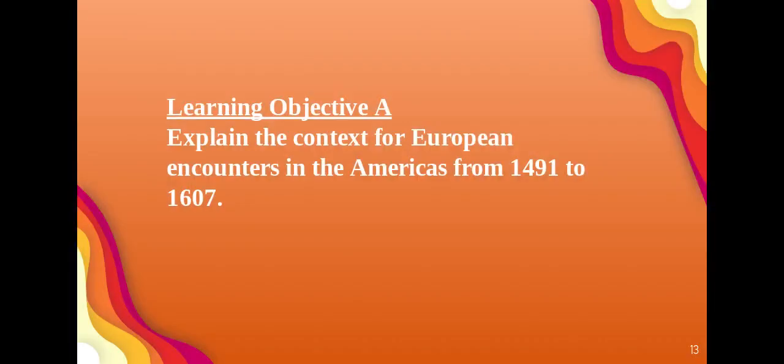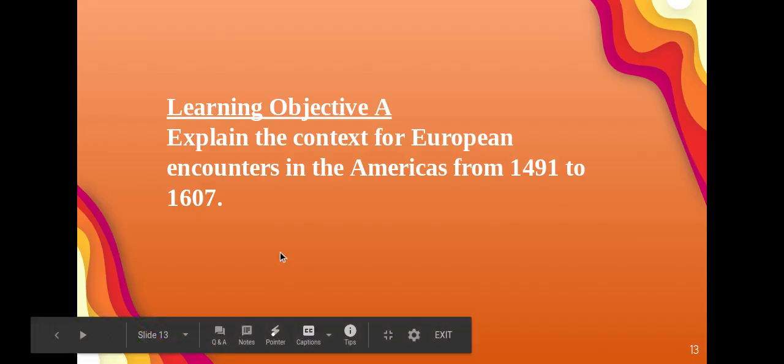So your learning objective for this lesson is to explain the context for European encounters in the Americas from 1491 to 1607. What that really means is, can you describe what life was like around the world before those European encounters? And hopefully by dividing it up by those 4 regions, you can have a few details for each.